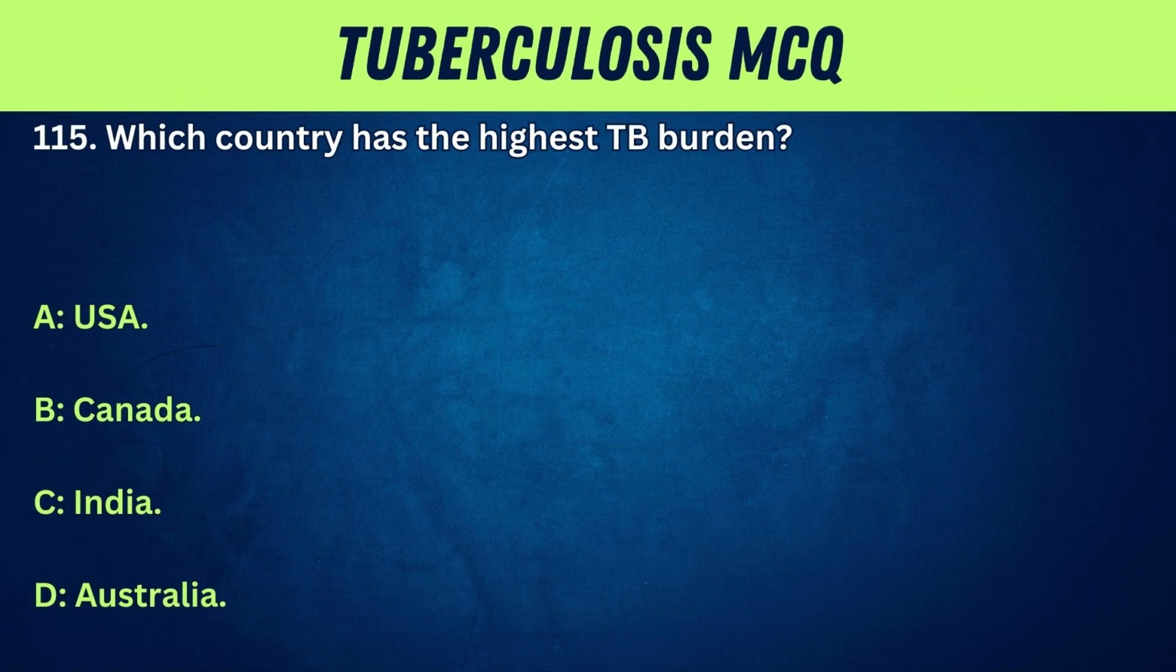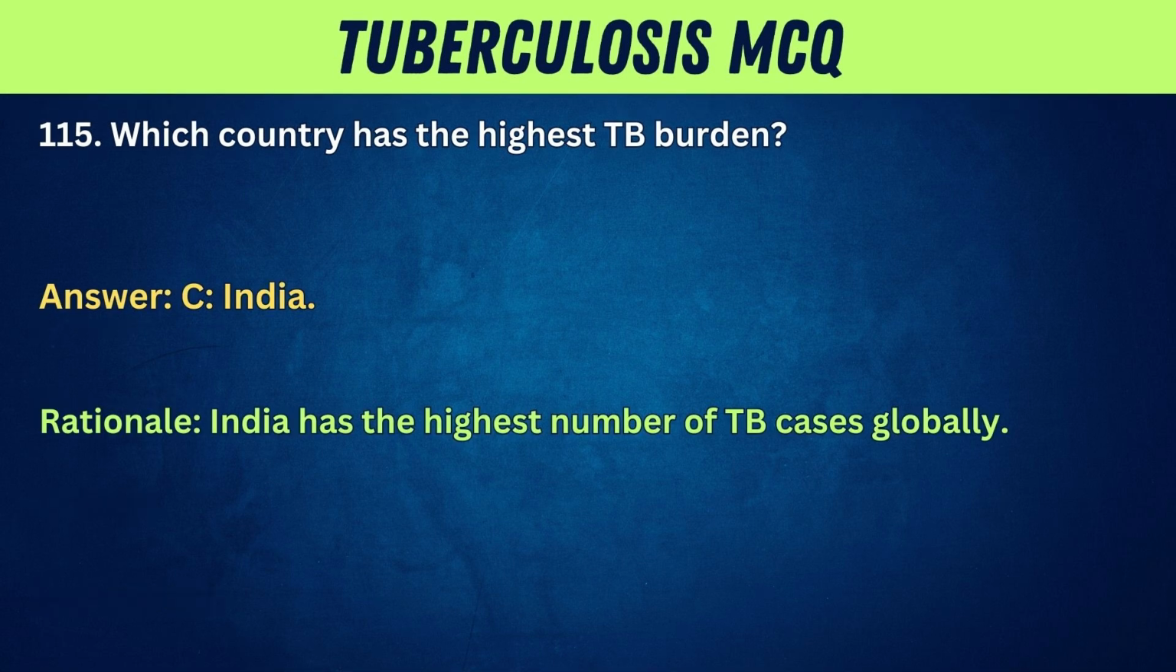115. Which country has the highest TB burden? A. USA. B. Canada. C. India. D. Australia. Answer: C. India. Rationale: India has the highest number of TB cases globally.